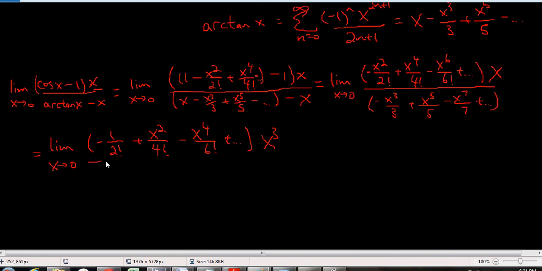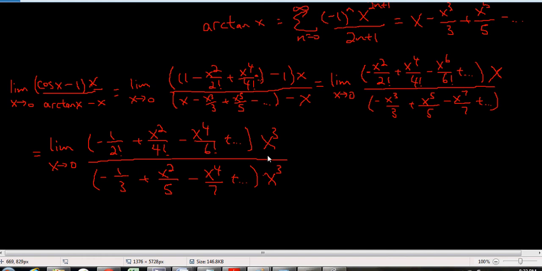How about on the bottom? What if I factor out x cubed on the bottom? Then I get negative 1 over 3 plus x squared over 5 minus x to the 4 over 7 plus dot dot dot. Sorry, hang on, this should be a minus. I'm making mistakes left, right, and center here. And I factor out x cubed.